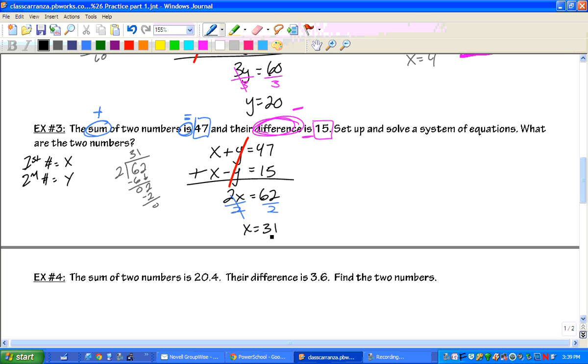Okay, and now to find out what y is, I'd use that top equation because there's less negatives. 31 plus y equals 47. And you get y equals, what is it? 16. Okay, so for this one, you would only need to write the two numbers are 31 and 16.